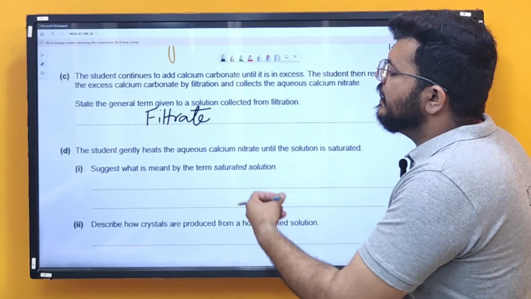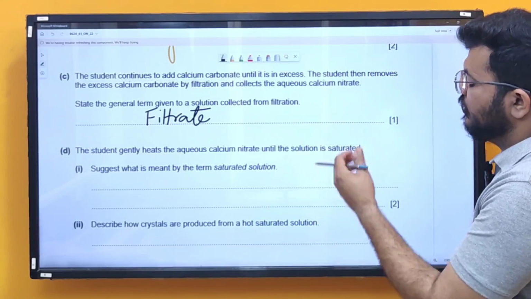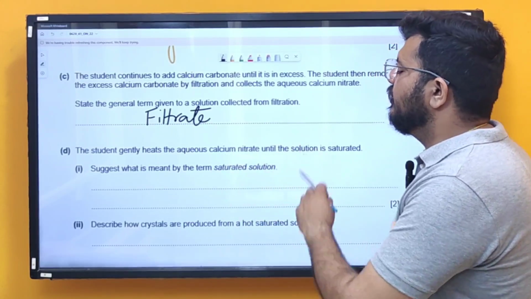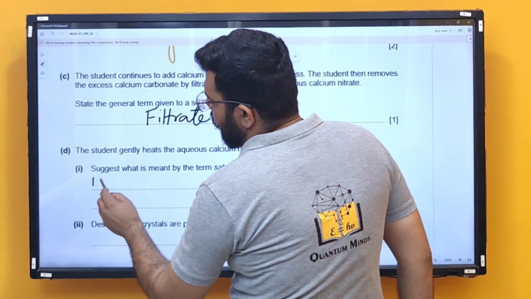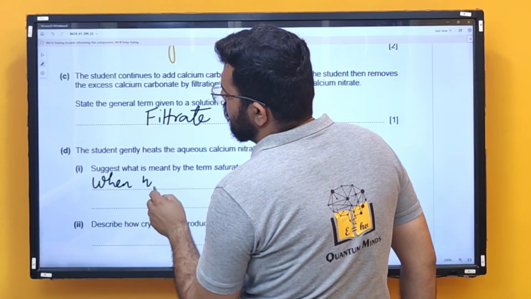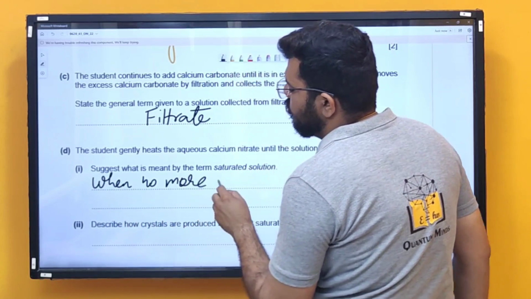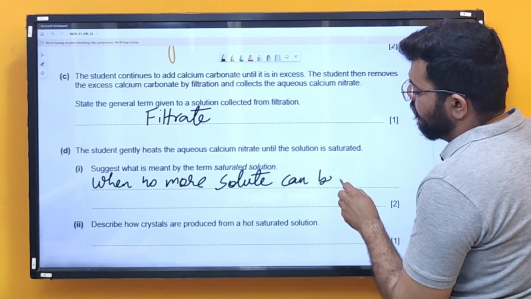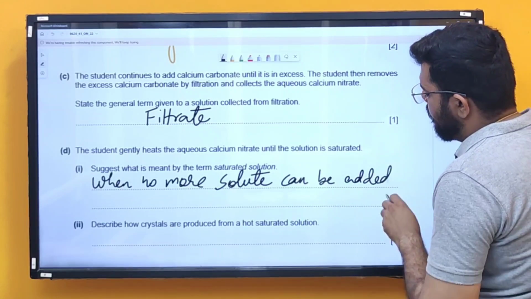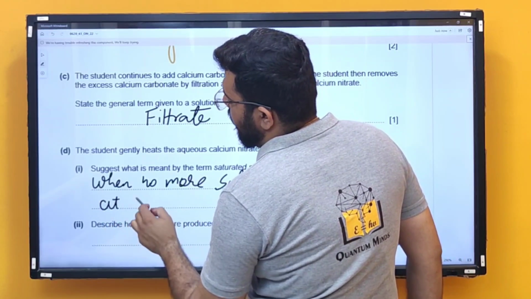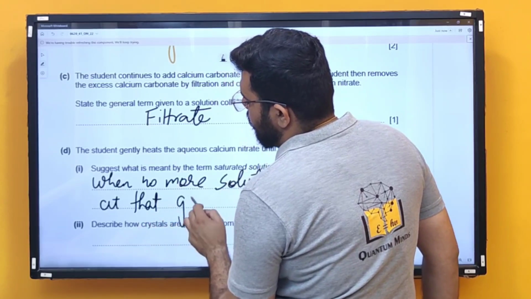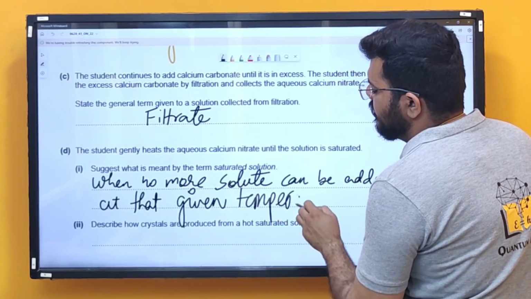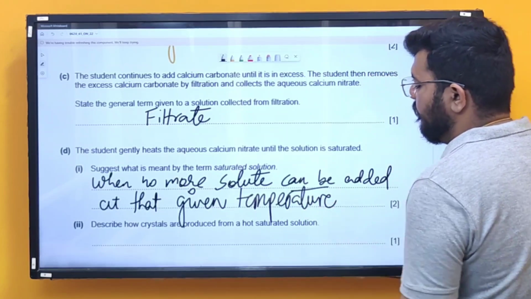The student gently heats the aqueous calcium nitrate until the solution is saturated. Suggest what is meant by the term saturated solution. When no more solute can be added at that given temperature, right? At that given temperature, then this solution is known as saturated solution.